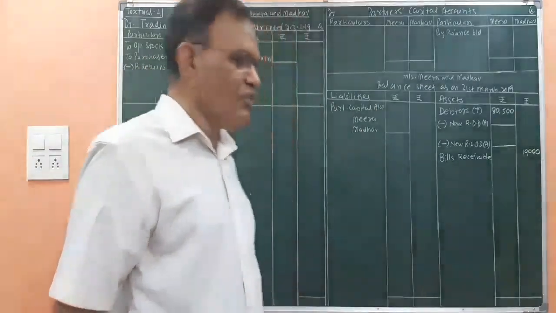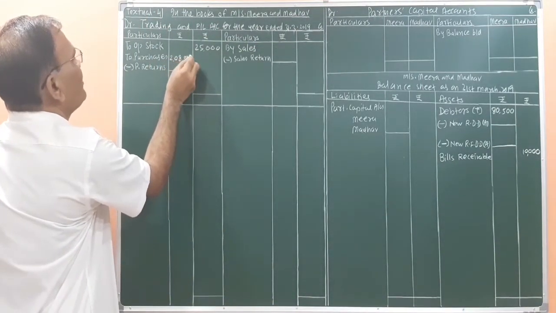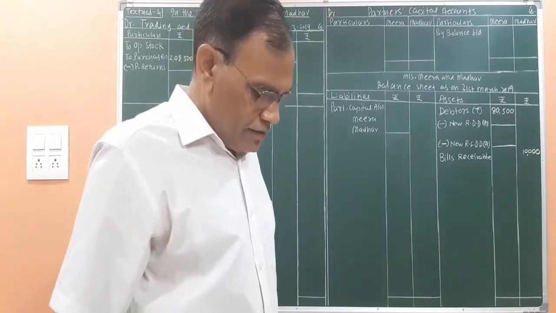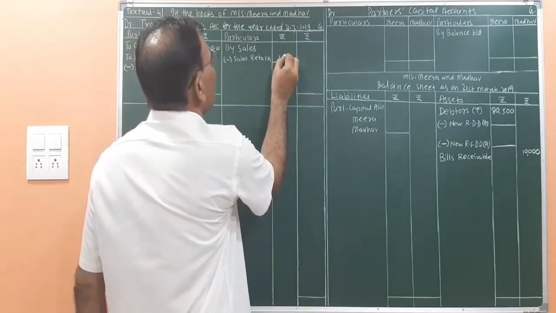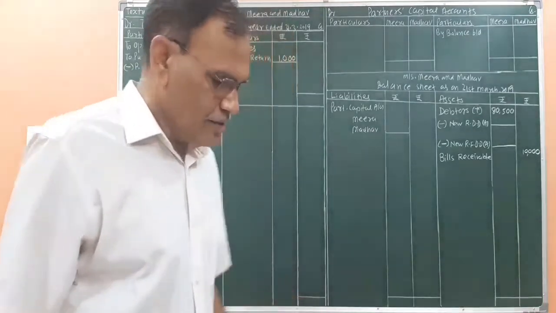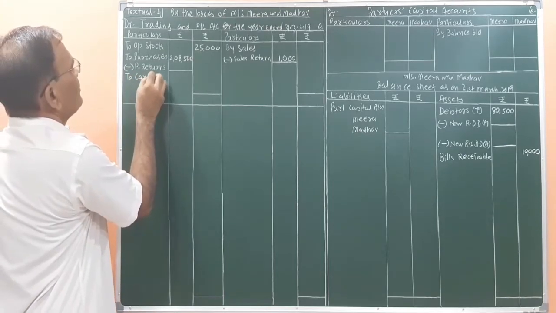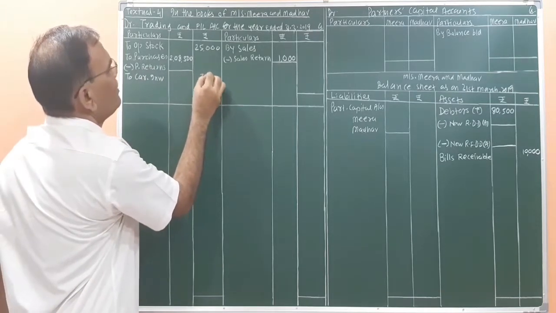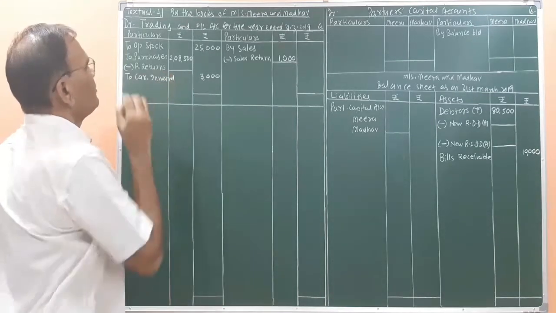Purchases 2,08,500 in the inner column. Then returns, this is a sales return of 1,000. So sales minus sales return 1,000, I am showing in the sales return. Carriage inward 3,000. So in the trading account, to carriage inward 3,000 I am writing in the outer column.